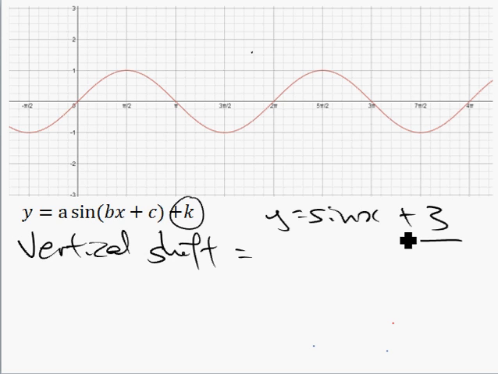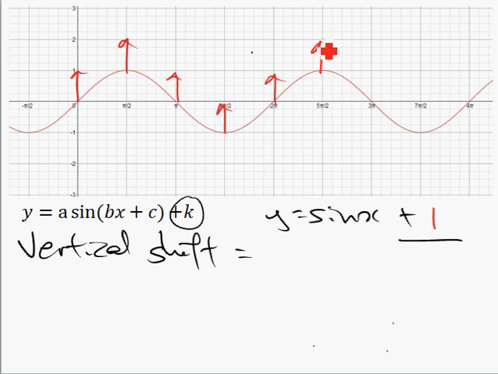Now notice that it's not in brackets. There are no brackets around the x and plus 3. If there were brackets, then it would be c. But there are no brackets. This plus 3 is outside, so it's k. What does that mean? I'm going to take every single point here and add plus 3. Let's not use plus 3, I'm going to use plus 1. Sine x plus 1. So every single point here is plus 1. This is plus 1, this is plus 1, this is plus 1, this is plus 1, this is plus 1.